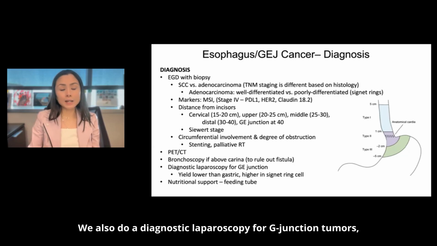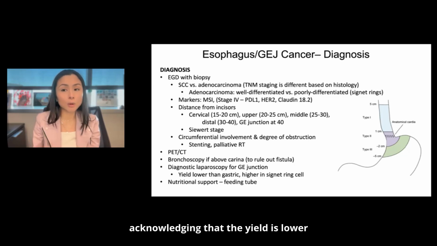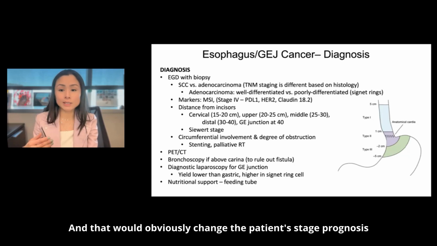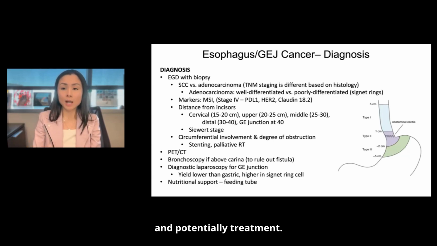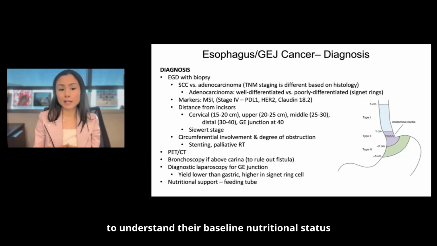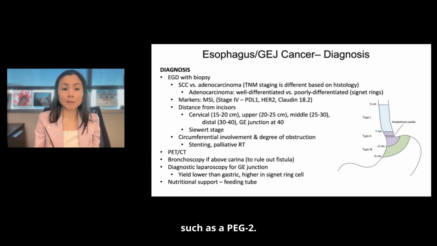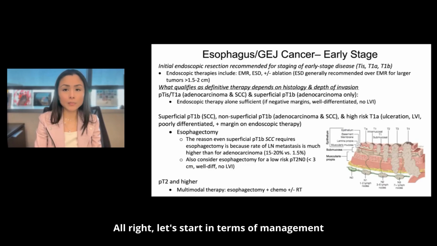We also do a diagnostic laparoscopy for G-junction tumors, acknowledging that the yield is lower than for gastric cancers, but still somewhat high in signet ring cell tumors, and that would obviously change the patient's stage prognosis and potentially treatment. Important for all these patients to understand their baseline nutritional status to decide if they need additional feeding strategies such as a PEG tube.